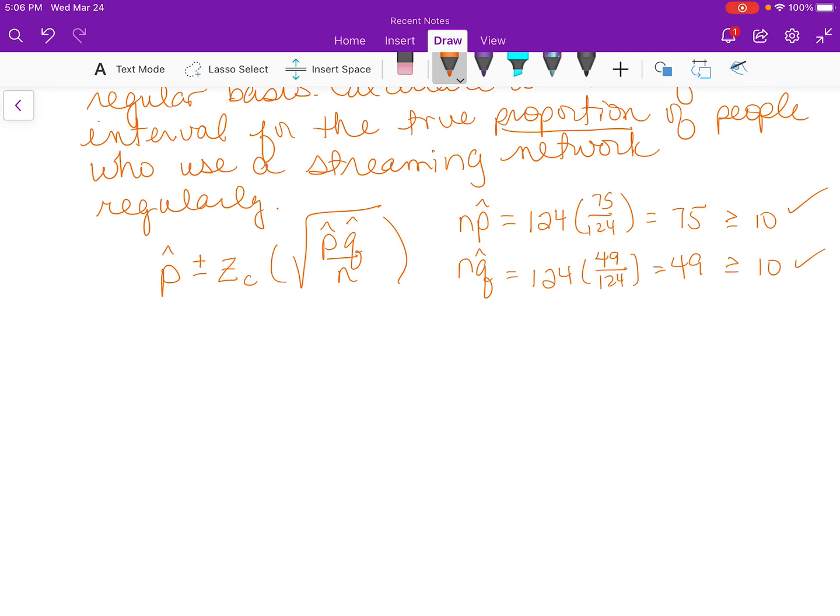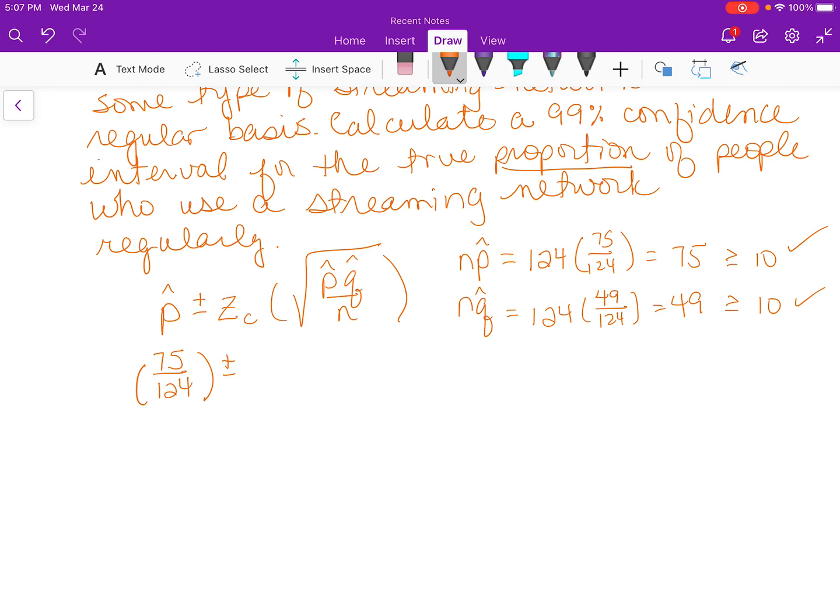So I'm now going to put in, if I do 75 divided by 124, you can either put this in as a decimal or you can leave it as a fraction. If you put it in as a decimal, it has to be rounded. So I'm going to leave it as a fraction. So 75 out of 124 plus or minus my z-score for this problem, because it's 99%. If you'll remember back to what we did in section 6.1, that's 2.576 times the square root of 75 over 124 times 49 over 124 all over 124.